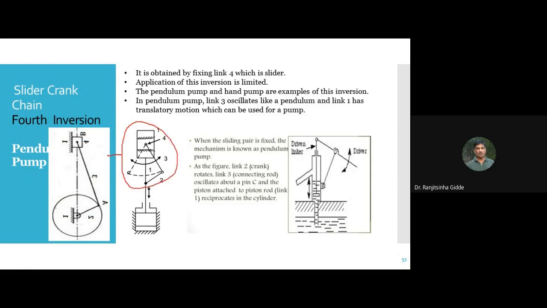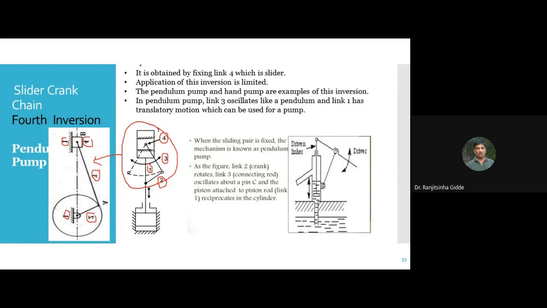This is nothing but, right, 3, here it is 3, 2, here it is 2. I have just changed the orientation, that's why it is changing. This is 4, this is 1, and this one is also 1. So this is the reciprocating piston, and it is fixed.